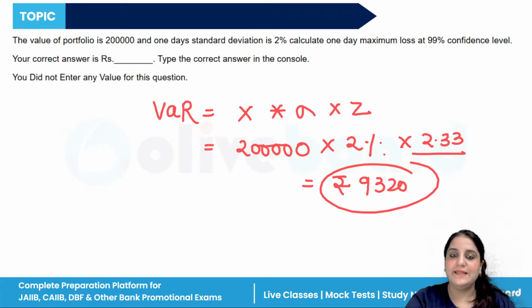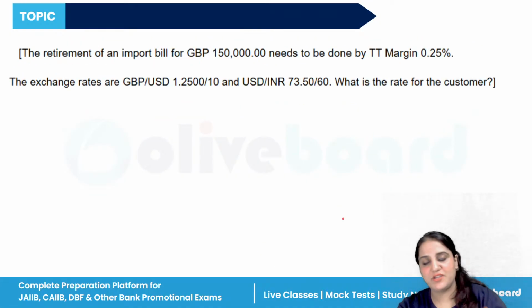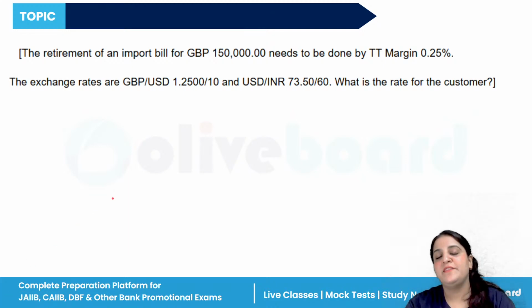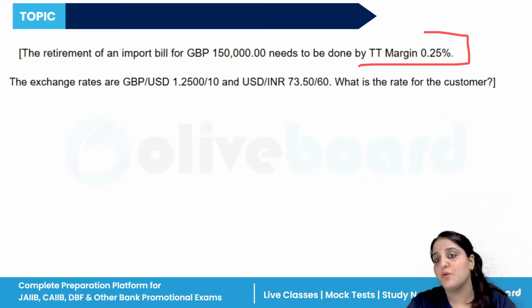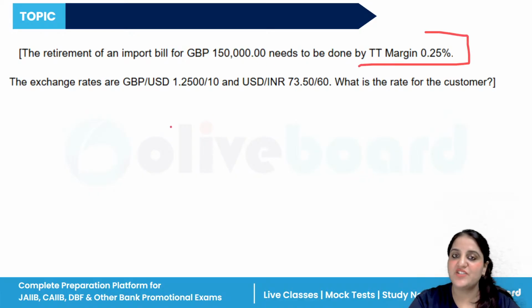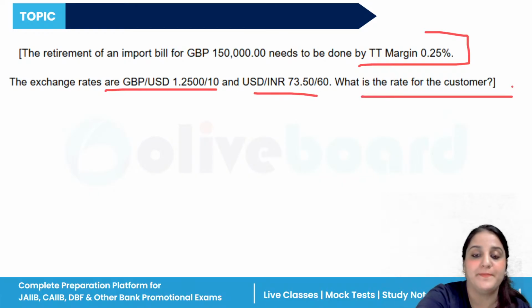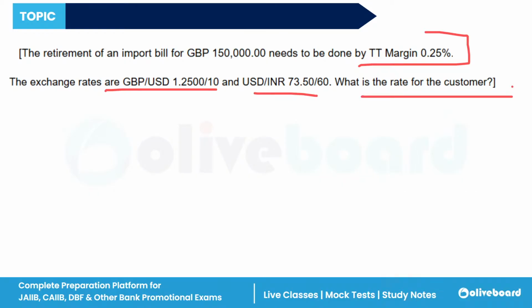Got it? Let's see one more question, easy question for today, where the retirement of import bill for British pound needs to be done by TT margin 0.25%. Exchange rates are given. What is the rate for the customer? I think this question is easy. We can easily solve this question. How?